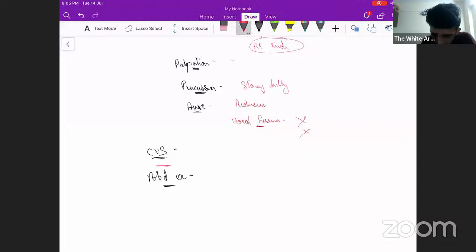Some amount of ascites was present. Some amount of fluid collection in the peritoneum was present, because on percussion there was a dull note, and shifting dullness was also present. Anything else you want to ask? There is no tender hepatomegaly. You will ask for hepatomegaly, splenomegaly, no? Yes, good, Rishabh. There is no hepatomegaly.